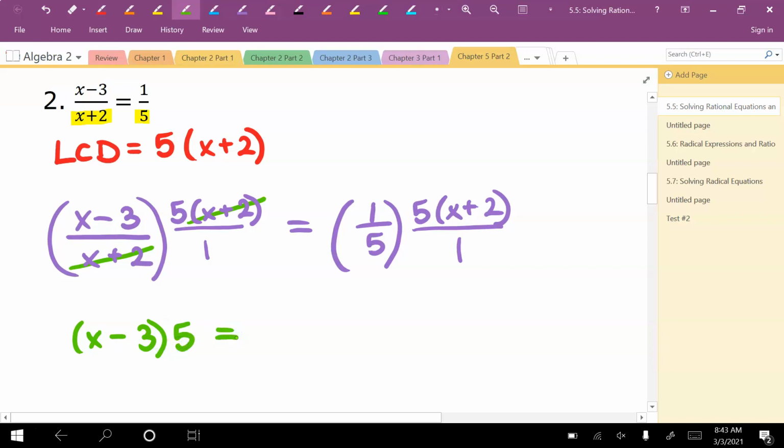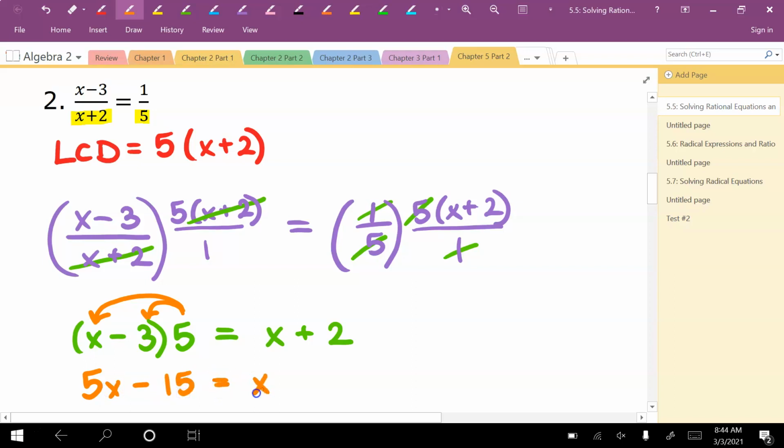What can I cross off on the second set? Good, 5. So this 5 and this 5 are gone. The 1's could cancel basically off too. So I'm left with x plus 2 over here. Now I have no more fractions, so it's just solving this using your basic algebra skills. On the left side here, let's go ahead and distribute that 5. So it's going to say 5x minus 15 equals x plus 2.